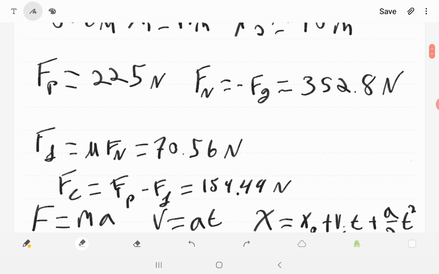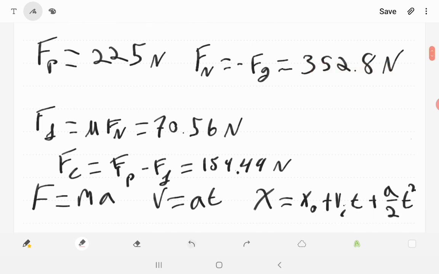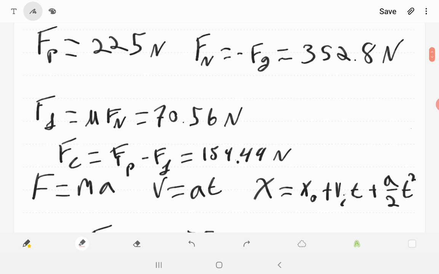Now, as mentioned, we have our pulling force of 225 newtons. To find the normal force, I just calculated the force of the gravity and took the negative of it. So that would be the 36 kilograms times 9.8 meters per second squared to get this value right here, 352.8 newtons. Now the force of the friction is just the normal force times the coefficient of friction, and that gives us a value of 70.56 newtons.